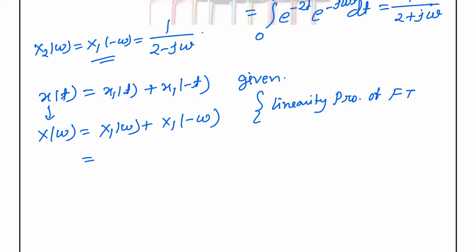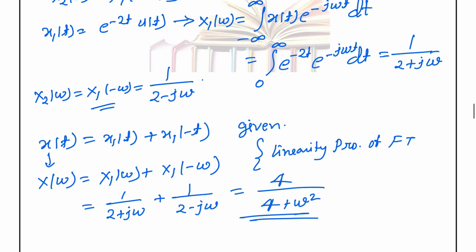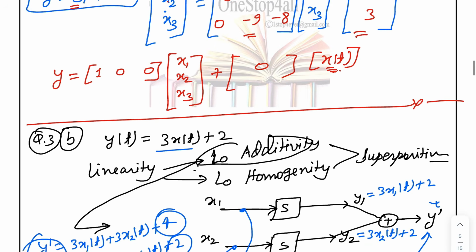So, this will be 1 by 2 plus j omega plus 1 by 2 minus j omega, and this is nothing but 4 by 4 plus omega square. So, this is your final answer. This will be your Fourier transform for the given signal. Now, next 6b.